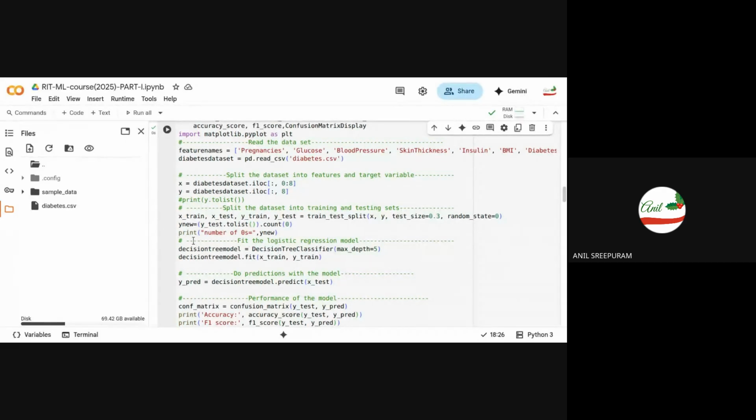tree model. I forgot to remove that comment. Actually, it's not fit the logistic regression model, it's actually fit the decision tree model. So two lines: decision tree model is equal to DecisionTreeClassifier with max depth equal to 5. That means in this particular example, I allow the tree depth to be only up to 5. I don't allow the tree depth to be more than 5.